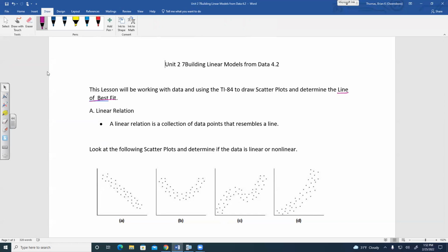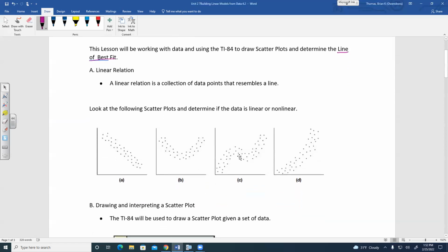So the vocabulary is a linear relation. Remember, a relation is a set of ordered pairs. A linear relation is going to be a collection of data points that resembles a line. Remember, ordered pairs you plot. These plots will make what we call data points. Somebody's already collected this data. If the data resembles a line, we call it a linear relation.